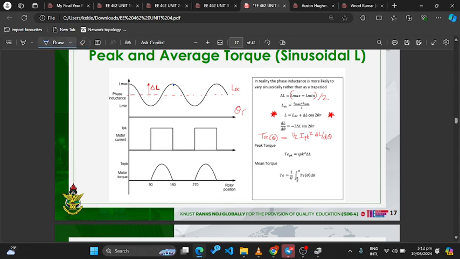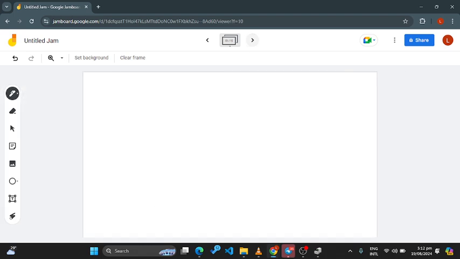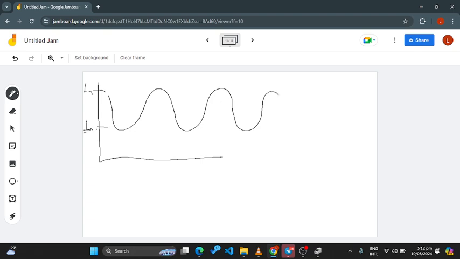Okay, so let me go back to Jamboard. So now we have it varying this way. We still have a maximum L. We still have a minimum L. So it's varying sinusoidally. And this is the nicest sinusoidal function I've ever drawn in this school.